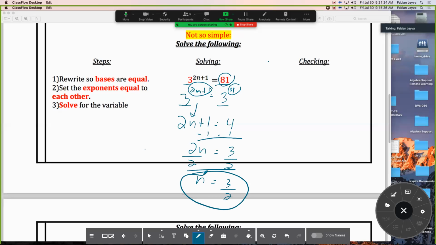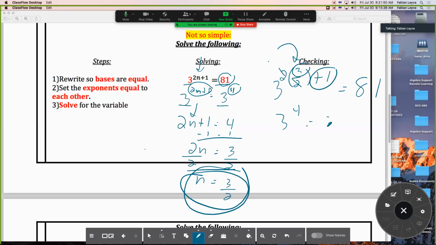And you can see here that if you were to check this value, remember at the end of the day, what we're doing is trying to find a value that makes this equation true. So if I had 3 raised to the 2 times my n, which I just found to be 3 over 2, plus 1 is equal to 81. If I were to solve this, I would start with all my work inside of the exponent. Now 2 times 3 halves is just 3. You notice that you end up with 3 plus 1, which equals 4. We just found out in our calculator that 3 raised to the 4 is 81. So you notice that this checks out perfectly, and we're pretty much ready to move on.